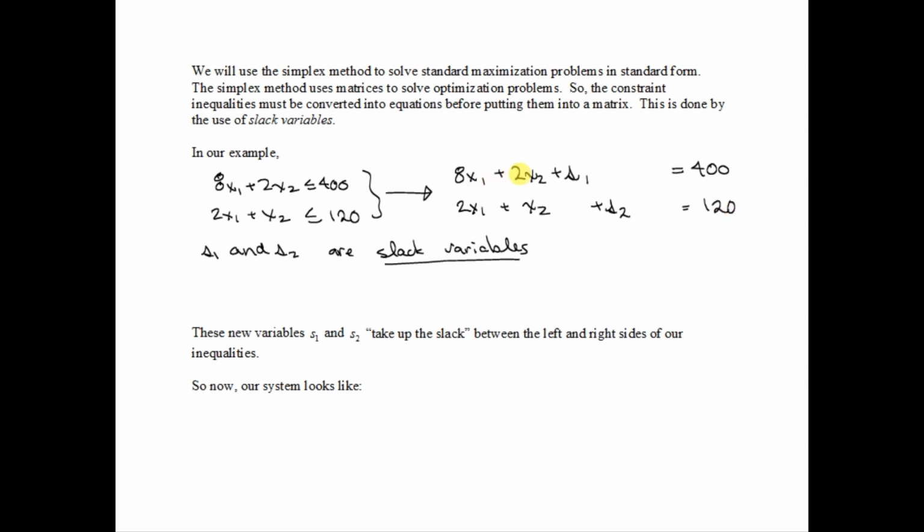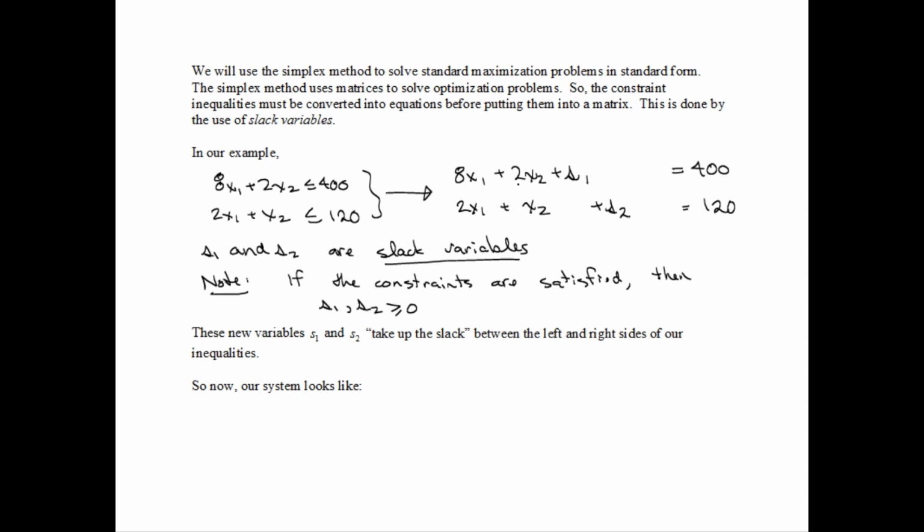Remember that our totals here of these first two variables multiplied by their coefficients cannot exceed the right-hand side. It could be equal or it can be smaller. It cannot be more. Therefore, our slack variables, S1 and S2, have to be non-negative in order to satisfy our constraints. So these are not allowed to be negative.